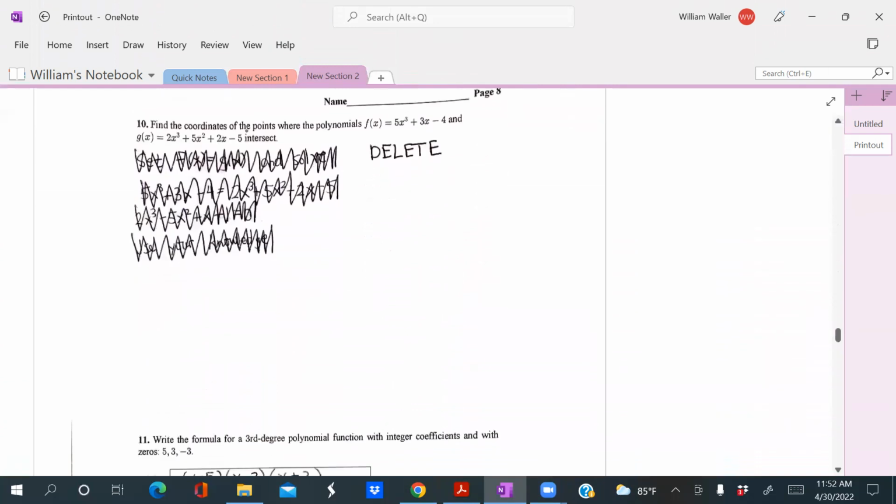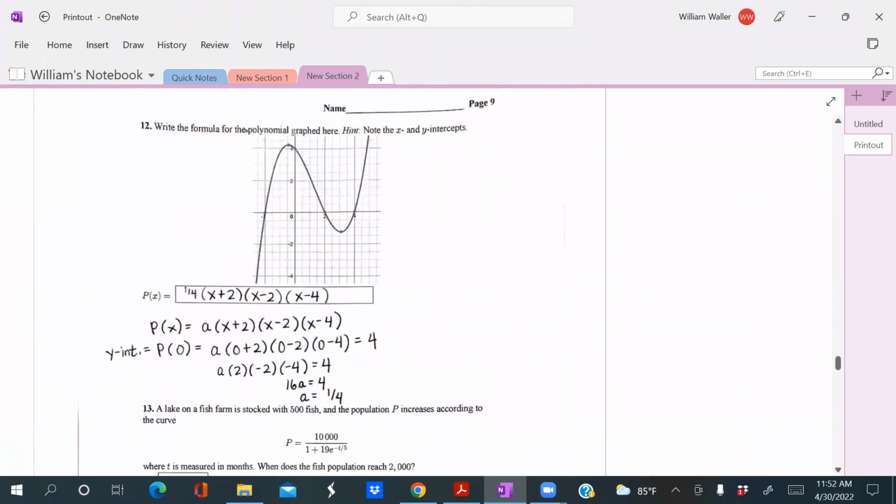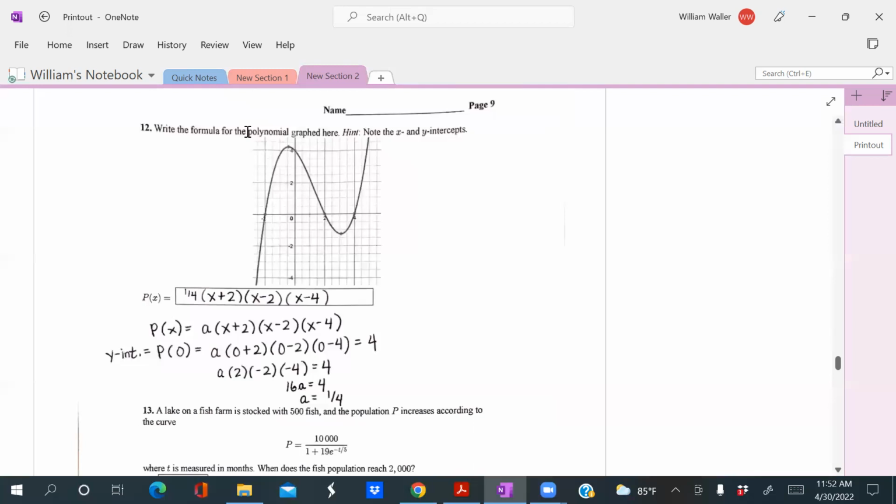All right, let's look at 2 more problems here. Let's look at number 12. This one is in reverse from problems 8 and 9. And then we'll also look at problem 13, which is not a polynomial problem. That's going to be actually an exponential function, an application problem.